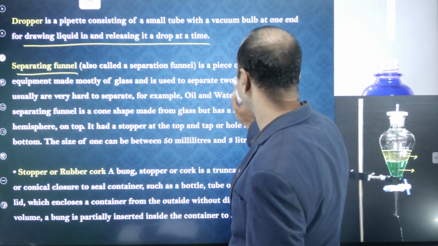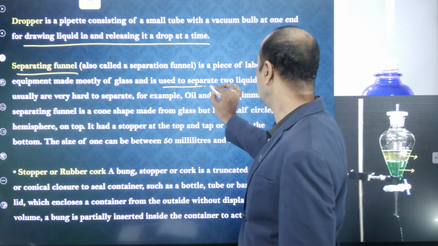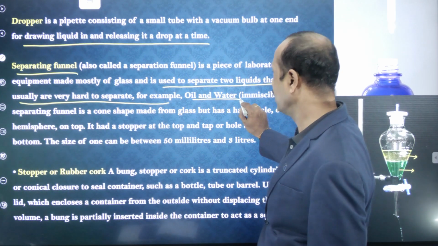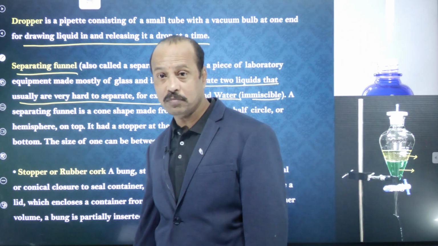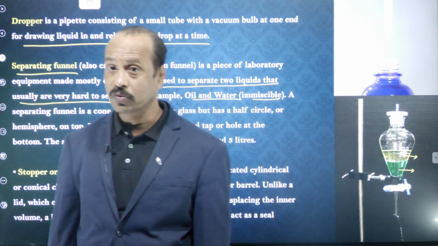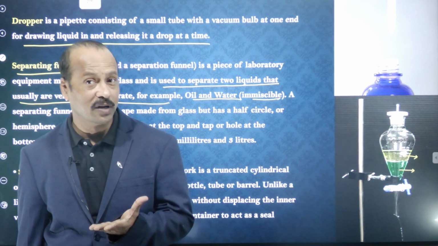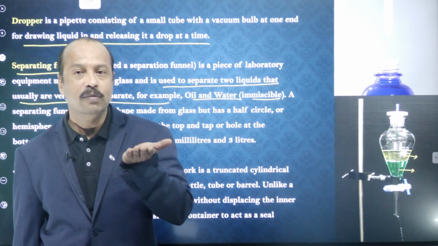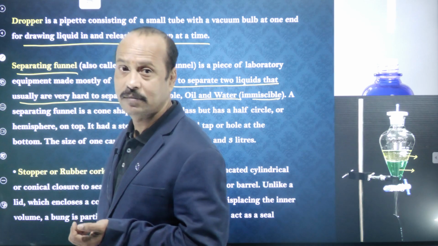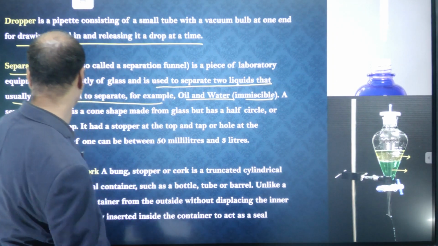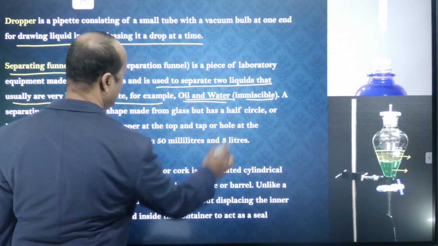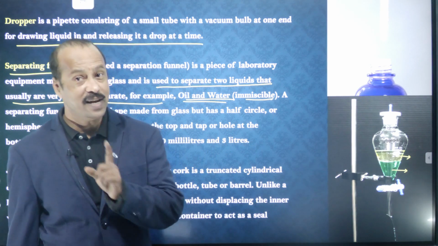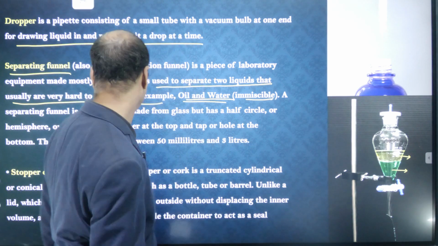Next you can see here. This is used to separate two liquids that are usually very hard to separate, like oil and water, which are immiscible. Immiscible means they do not mix with each other. When they do not mix, and the densities are different, the higher density one comes down and the lower density, lighter one moves up. Clear? So that's about the separating funnel. It is used to separate two immiscible liquids that differ in their densities.